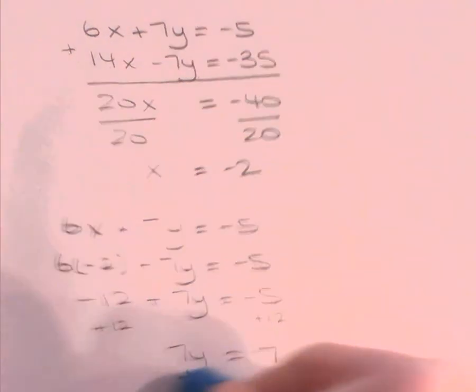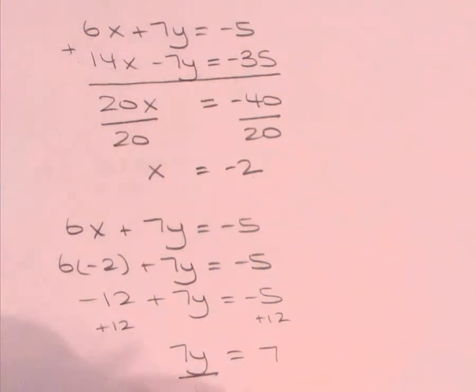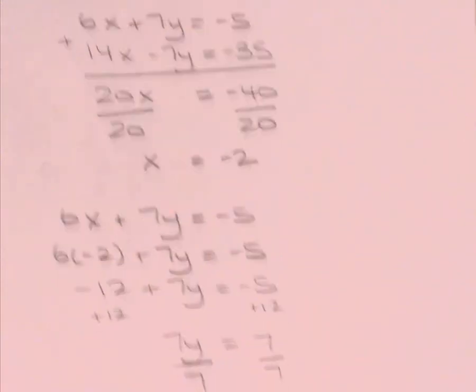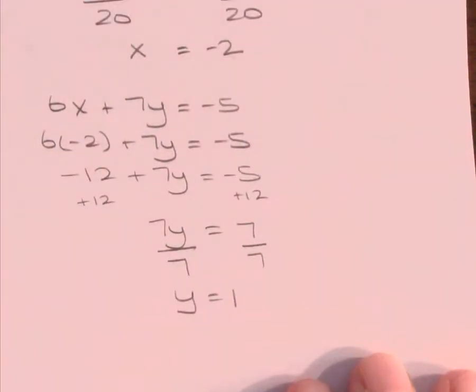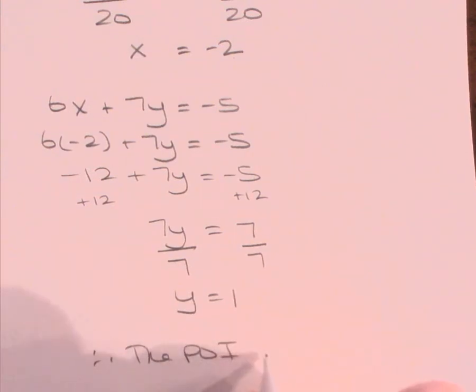Divide both sides by 7, and y is equal to 1. So I can say, therefore, the POI is -2 and 1.